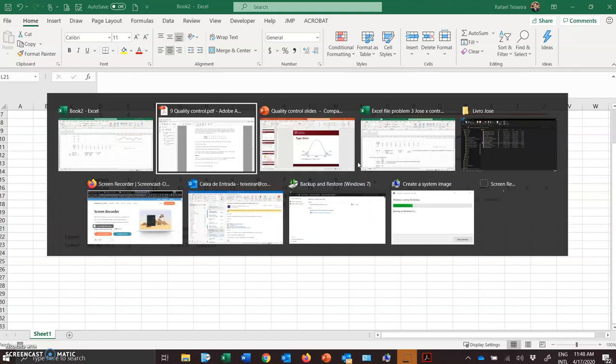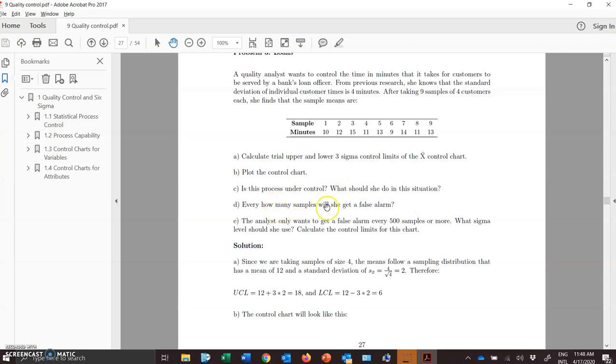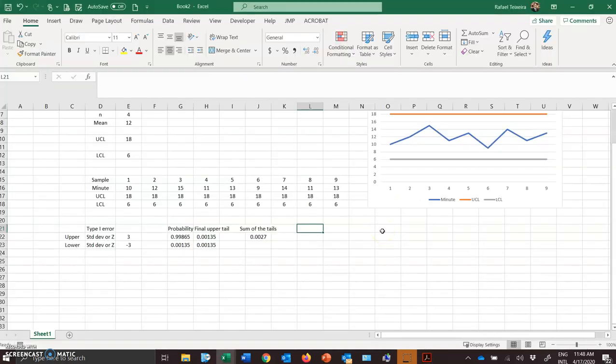Now we're going to answer the question: every how many samples will we get a false alarm? This is going to be equal to 1 divided by this probability. So if we divide 1 by the sum of the probability on the tails that are not included in our control limits, we get 370. Every 370 samples we get a type 1 error.